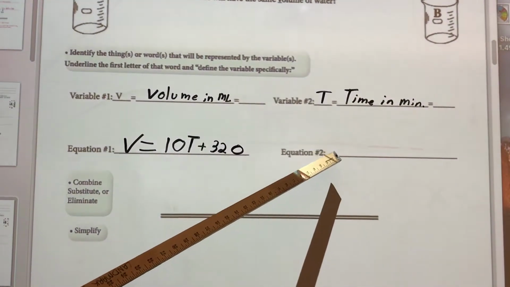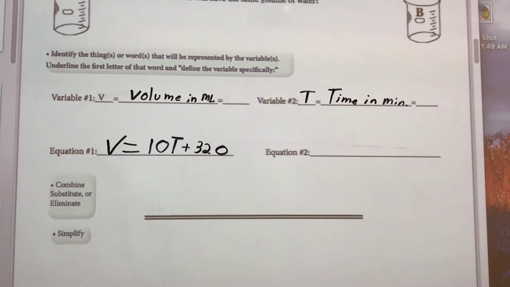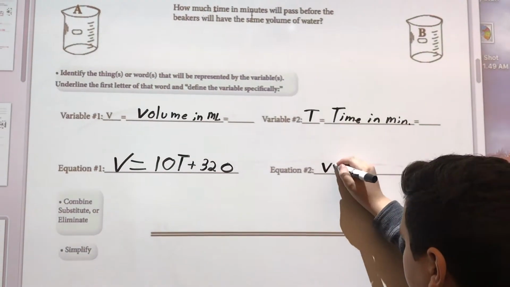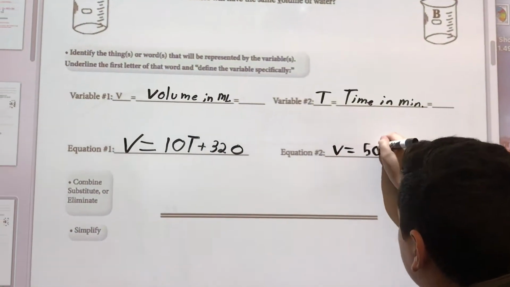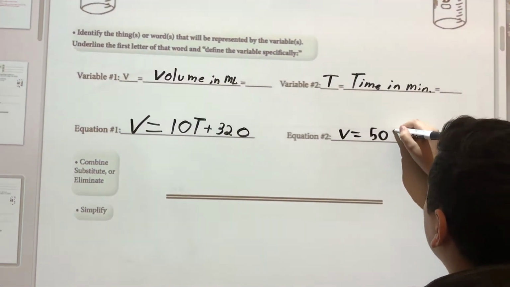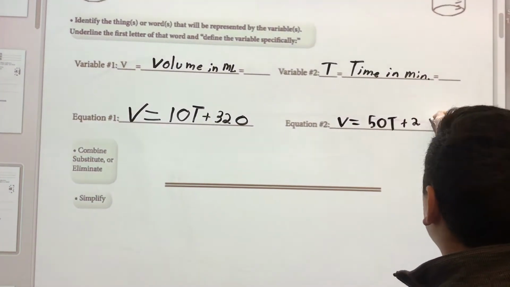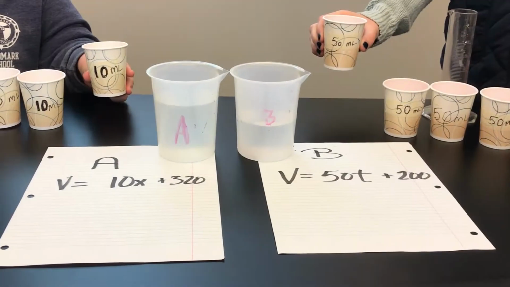Now let's do equation 2. Equation 2 for beaker B, we're going to start with volume. The change is going to be 50 milliliters every minute, so 50T, plus where it started, which is 200 milliliters. Perfect. Okay, here's the first minute.